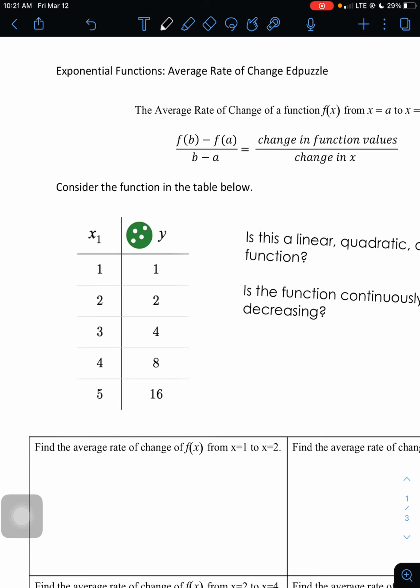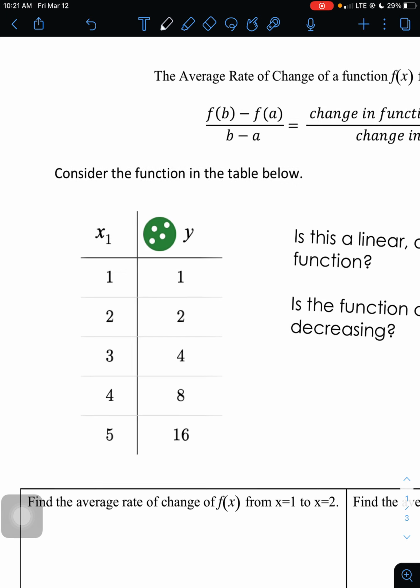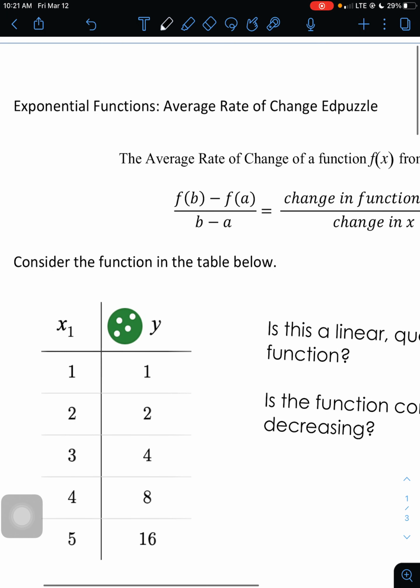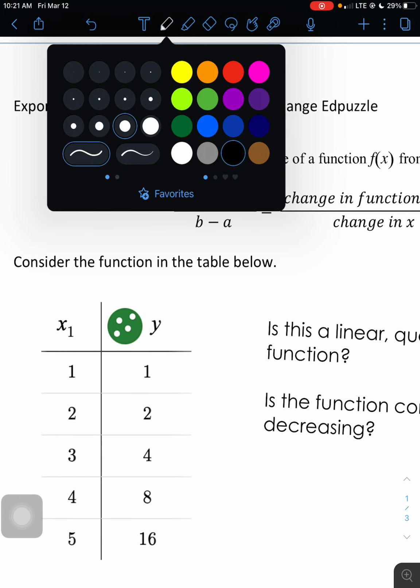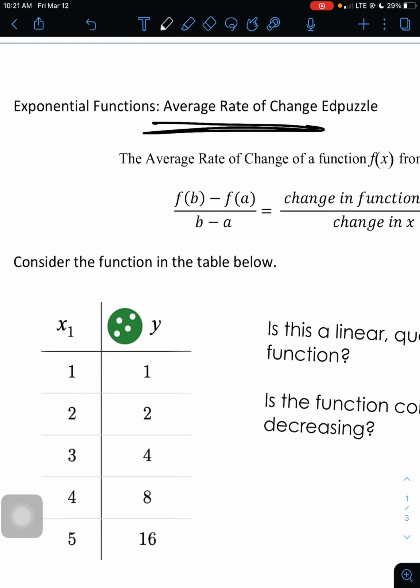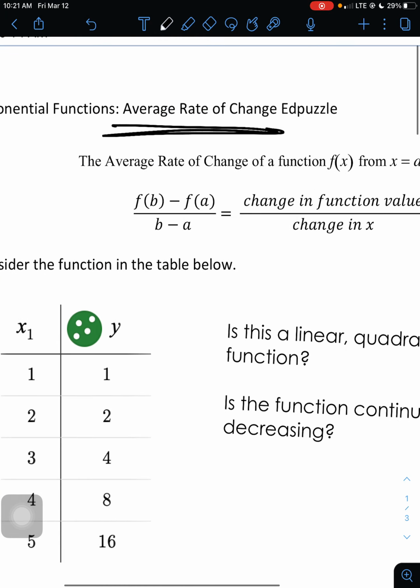I know in class today we talked about those key features of exponential functions. An additional key feature of that would just be the average rate of change. But since I know this can be kind of time consuming, I just wanted to do this in a separate video instead of doing it in class. So I'm going to go ahead and just jump in now.